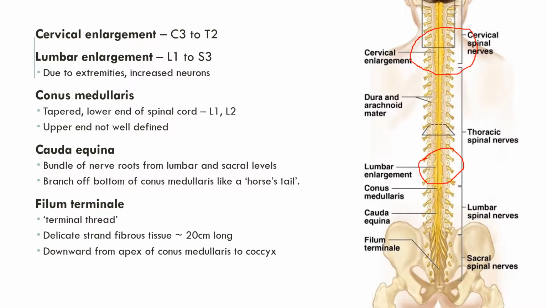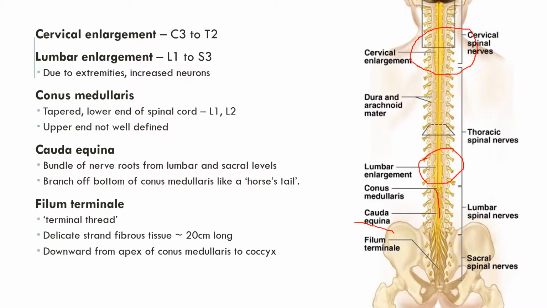The next section is the conus medullaris, which tapers down at the lower end of the spinal cord around L1, L2. It's not very well defined at that upper end. At the lower end of that, we then have the cauda equina, and if you know your Latin, that means horse's tail, because this branches off in the lumbar and sacral regions like a horse's tail.